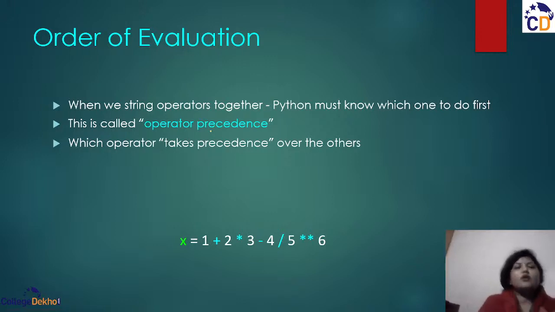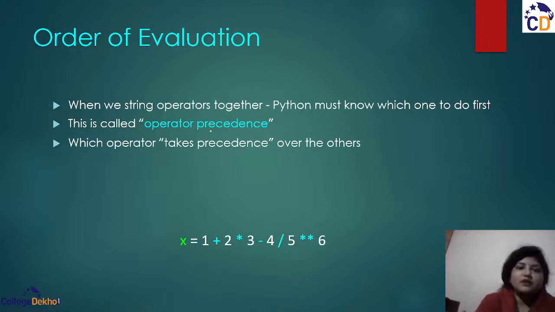Let us see what the order of evaluation is. What is the precedence of these operators? It is very important, and it follows the same rule as BODMAS, right? When we string operators together, Python must know which one to do first. So when we have different operators in a single expression, Python should understand that we should evaluate this operator, then this, then this. So which operator takes precedence over the others? That is the order of evaluation, right?